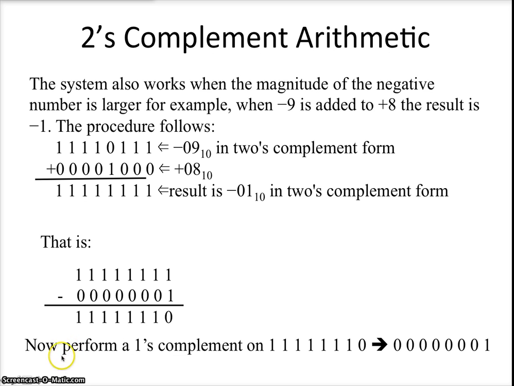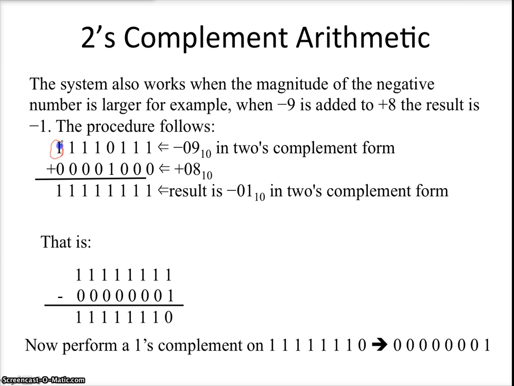So, the system also works when the magnitude of the negative number is larger. When -9 is added to +8, the result is -1, of course. What you'll notice is, check this out, this bit right here is always a 1.